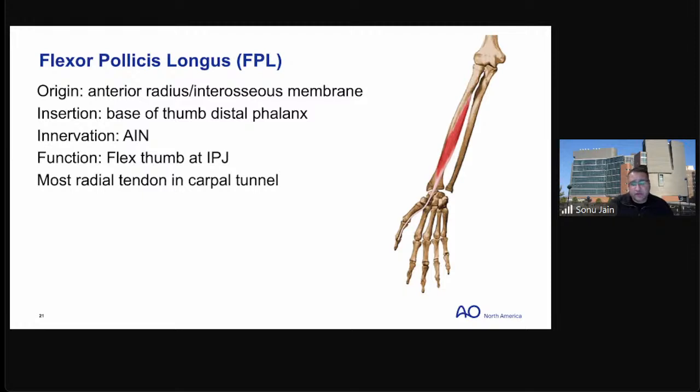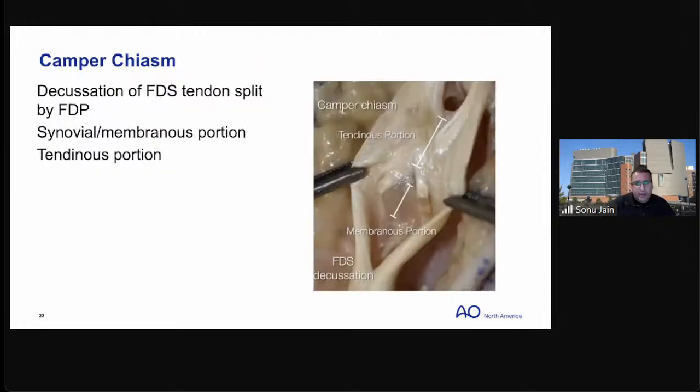The FPL, flexor pollicis longus tendon, innervated by the AIN, flexes the thumb at the IP joint and is the most radial tendon in the carpal tunnel. Be aware of Camper's chiasm, the decussation of the FDS tendon split by the FDP, where you have a synovial membranous portion and the tendinous portion. Just be aware of this when you are seeing these injuries and trying to evaluate what is what.